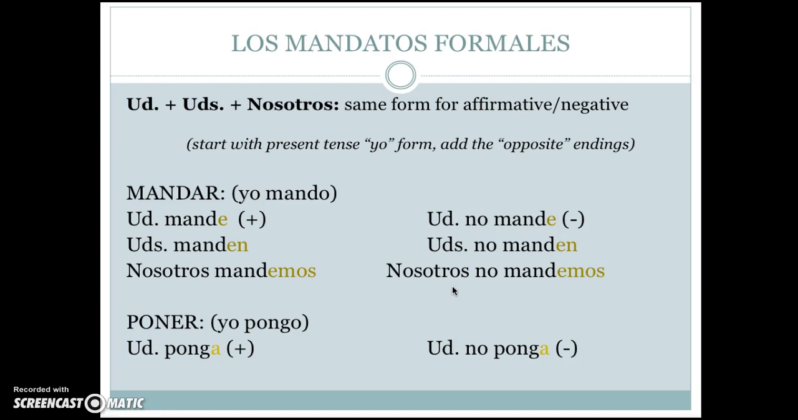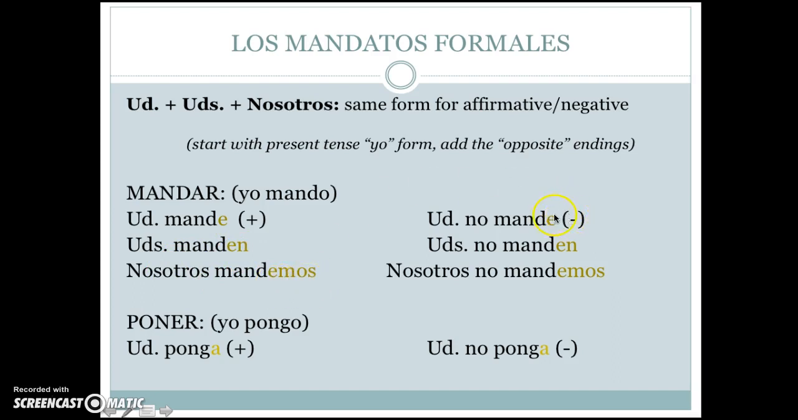So the formal commands, just as a review, again, it's the same form for affirmative and negative. What you're going to do is start with the present tense yo form of the verb. Here we have mandar, yo mando, poner, yo pongo. That's what you start with. That's your base, and then you add the opposite ending. Mandar is an AR verb, so you're going to add an E. Usted mande, ustedes manden, you have to have the N, nosotros mandemos.